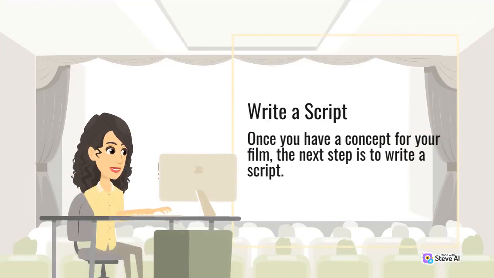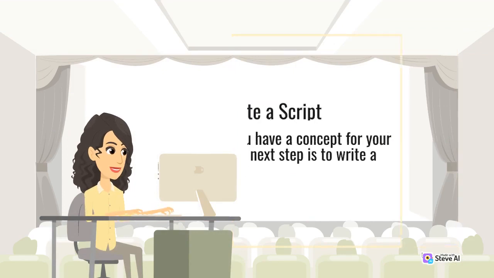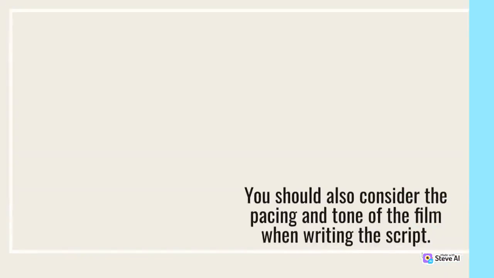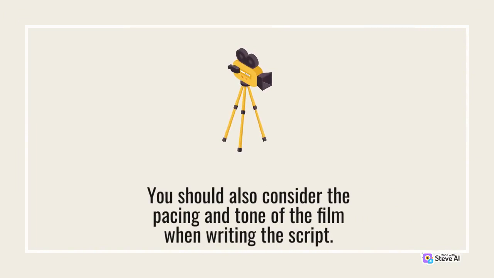Write a script. Once you have a concept for your film, the next step is to write a script. This involves developing a detailed outline of the story, including dialogue, character descriptions, and action scenes. You should also consider the pacing and tone of the film when writing the script.